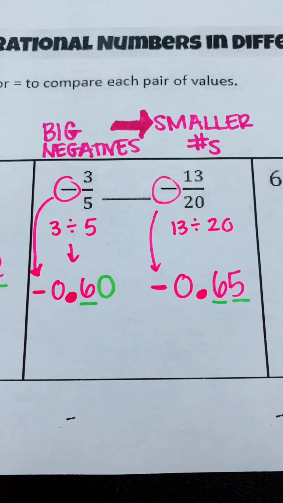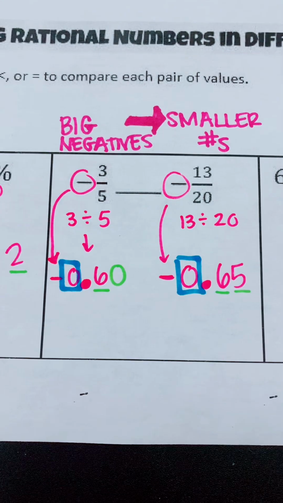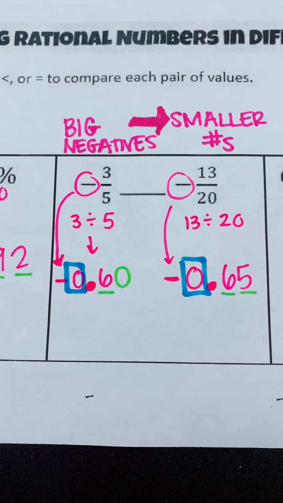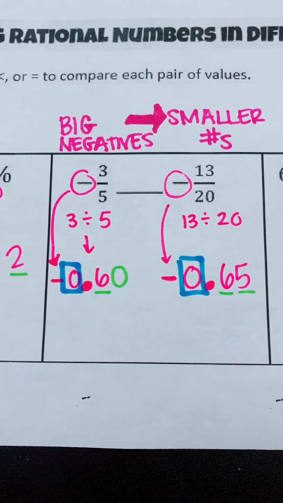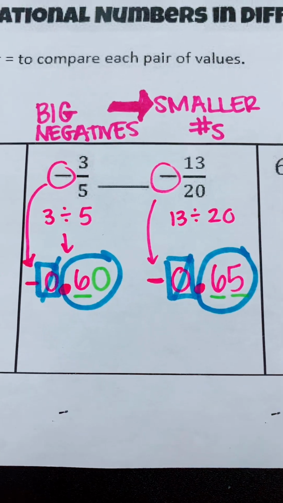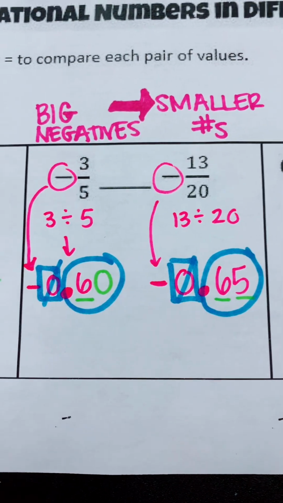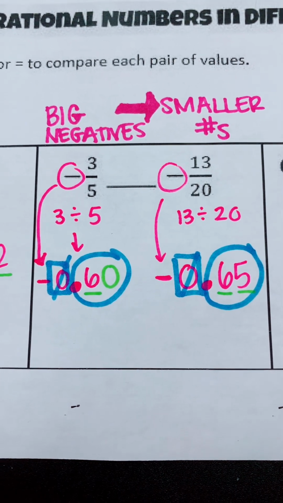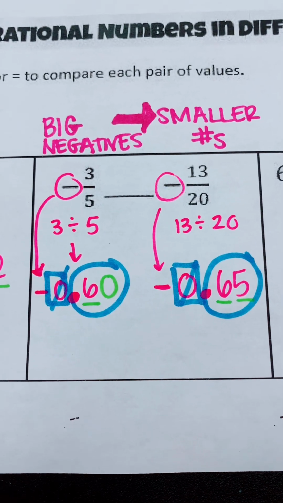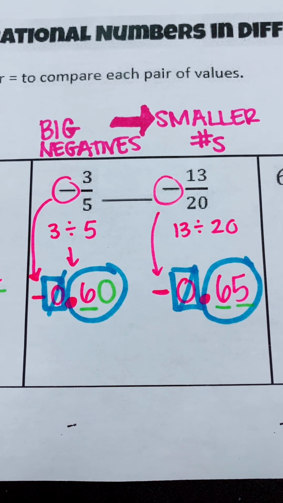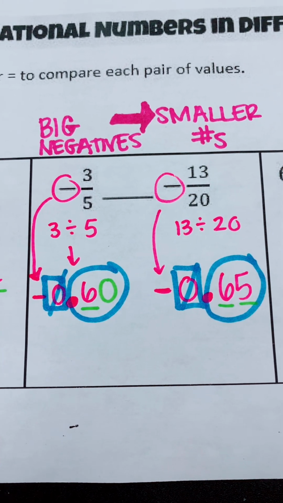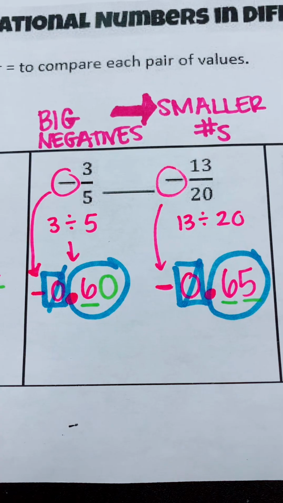So I need to take a look at my whole numbers first. Both of these whole numbers are 0, so that's really not going to help me compare them. So now, since that is not able to be compared using 0, I'm going to look at the digits and the numbers after the decimal point. I have a negative 60 after the decimal point and a negative 65 after the decimal point.